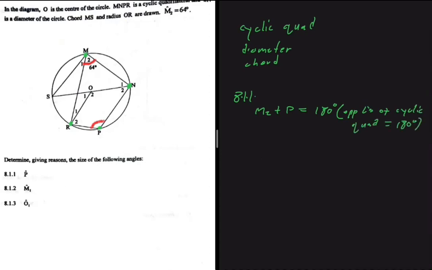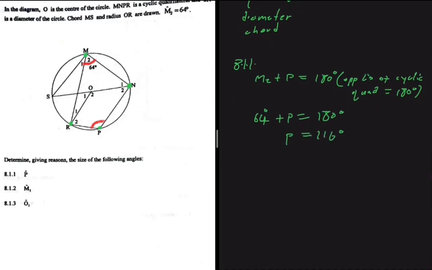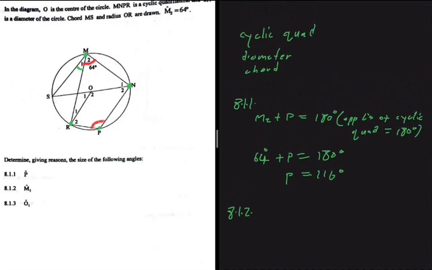And then what is the size of M2? M2 is 64 degrees, plus P, which we're looking for, being equal to 180 degrees. So now it should be easy to see that P is equal to 116 degrees. And then 8.1.2 says let's determine the size of M1. So M1 is this angle here. So let's go to our keywords. We've used a cyclic quad already, and M1 has nothing to do with the cyclic quad.